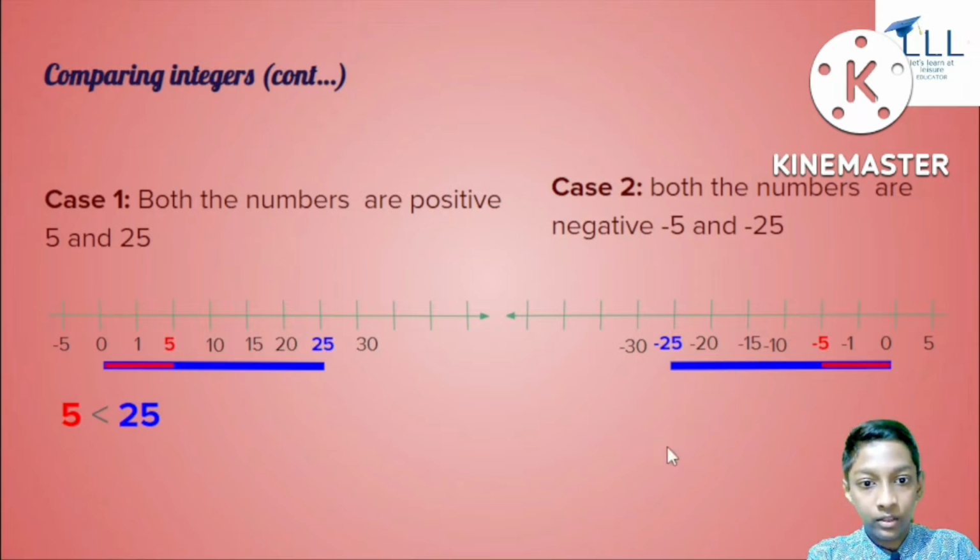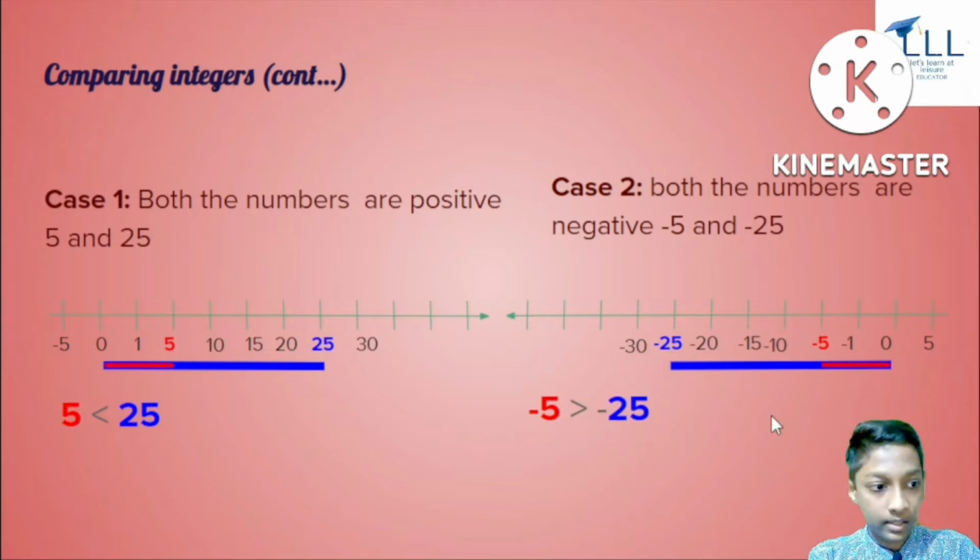When we draw these numbers on a number line, the farther the number from 0, the smaller its numerical value. The distance between 0 and minus 5 is less than the distance between 0 and minus 25. Therefore, minus 5 is greater than minus 25.